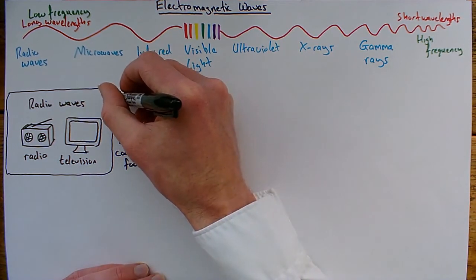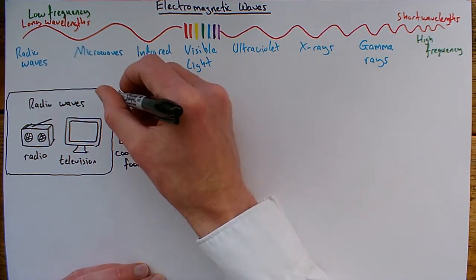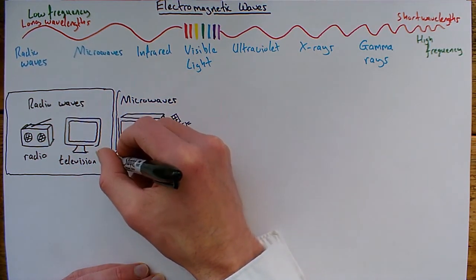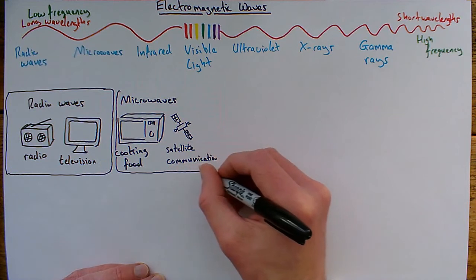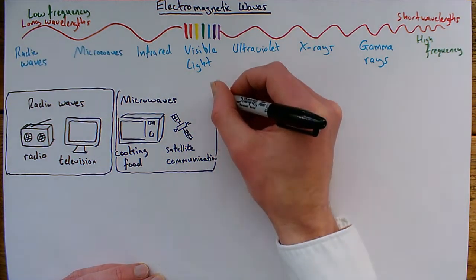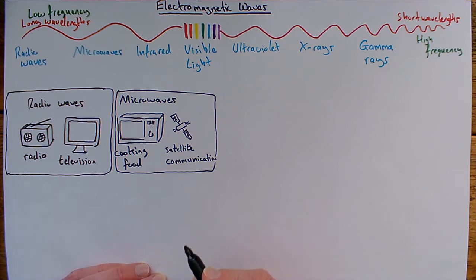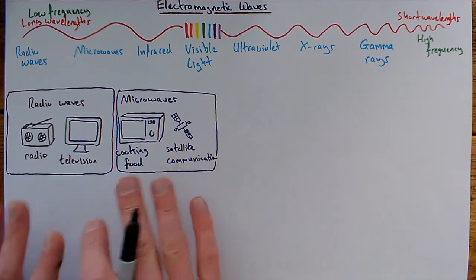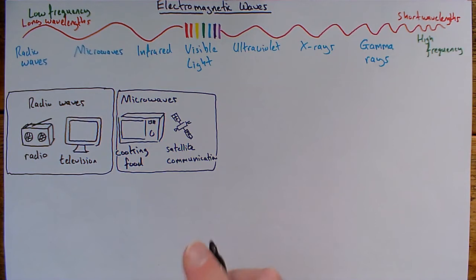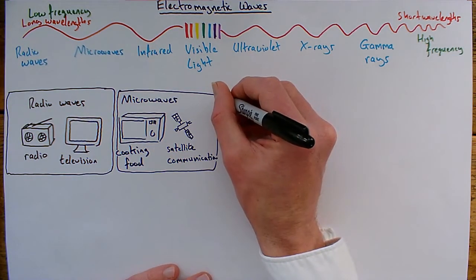So there are microwaves. Again, microwaves, no particular dangers we need to be aware of for our exam. Perhaps a risk if you're cooking food, you might burn yourself, but from the microwaves themselves, no particular dangers. Infrared.